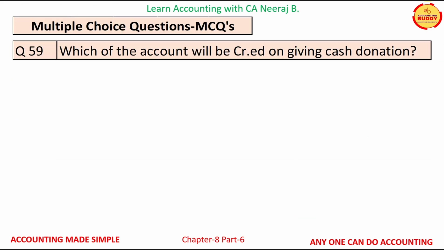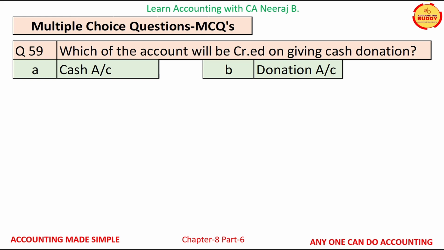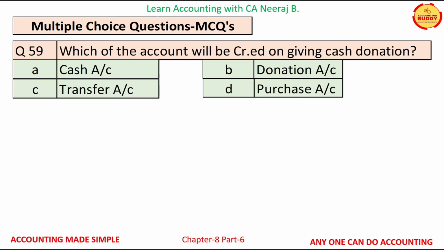Question number 59. Which of the accounts will be credited on giving cash donation? The available options are option A, cash account; option B, donation account; option C, transfer account; option D, purchase account. The correct answer is option A, cash account.